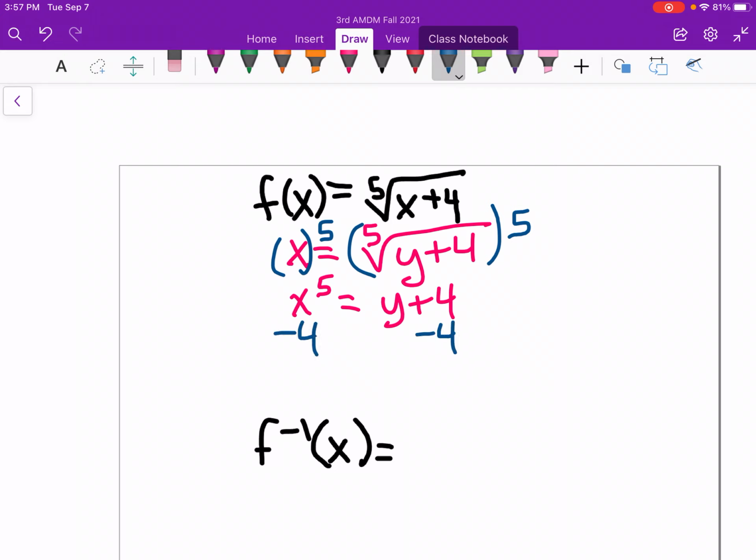Subtract 4 from both sides. And I get x to the fifth minus 4 equals y, or f inverse of x equals x to the fifth minus 4.